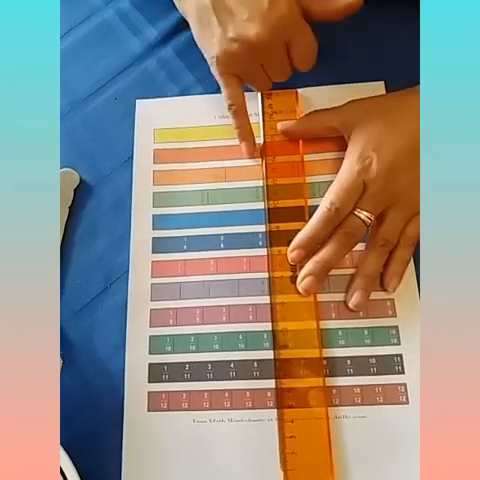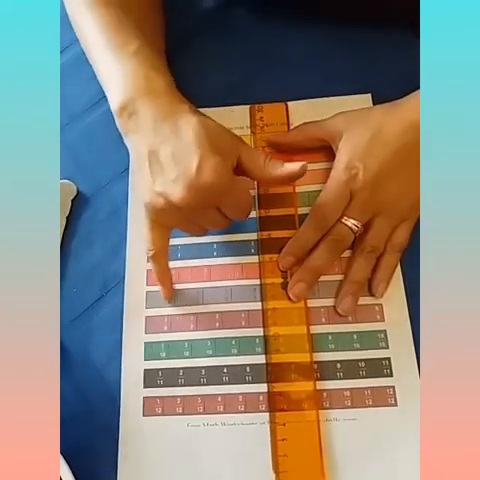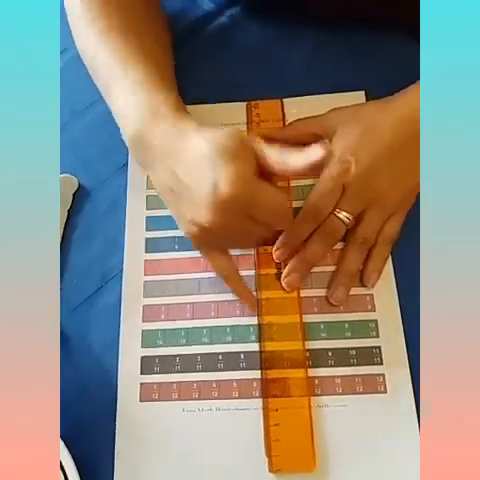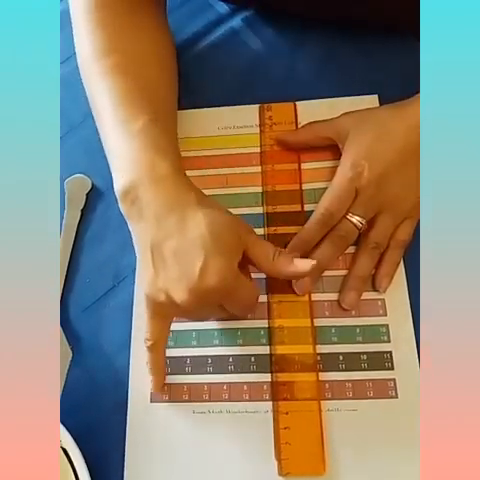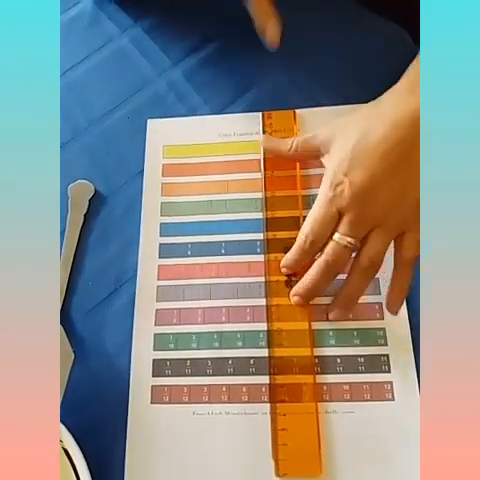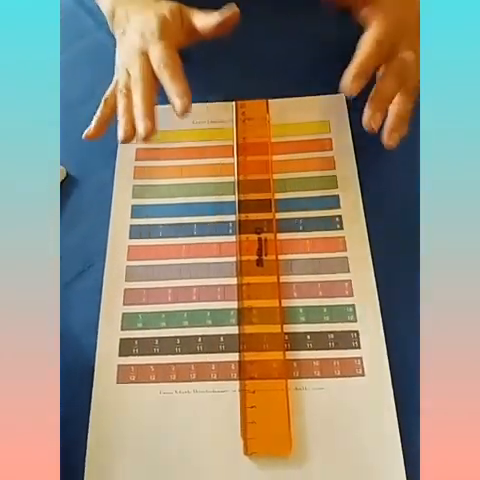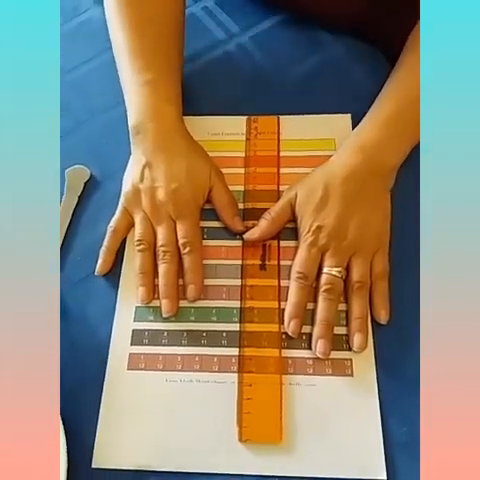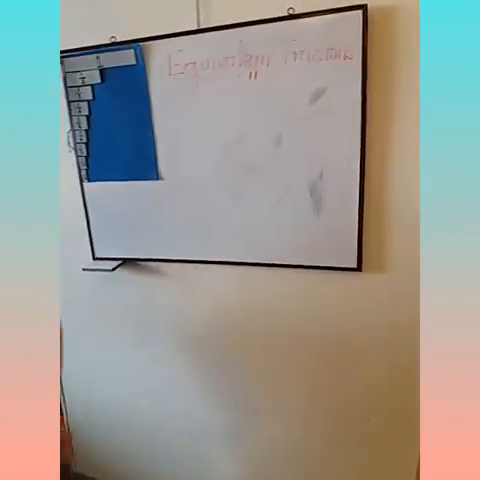3 sixths is the same as 1/2. 4 eighths is the same as 1/2. 5 tenths and 6 twelfths. So not all the times I have this paper to find equivalent fractions. So let's go to the board and find one easy way.